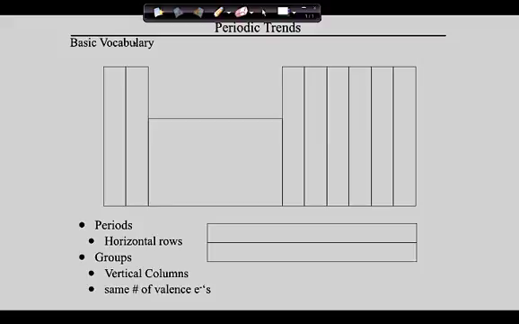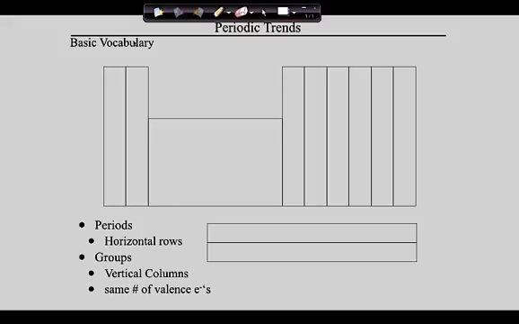Guess what that means? They all react the same. Guys, all the elements in a vertical group all react the same because they have the same number of valence electrons. We're going to look more at that later. You guys good to go? Periods, horizontal, groups, vertical? Okay.